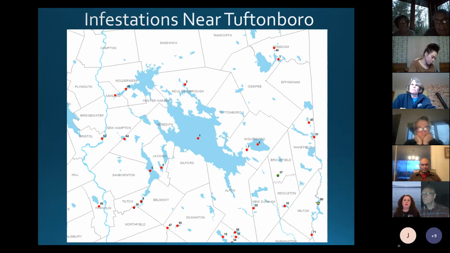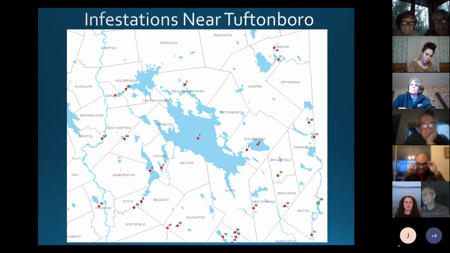And zooming in on the lakes region with Tuftonboro right here, you can see that we have documented variable milfoil in Lake Winnipesaukee, but we don't have any other documented invasive species in Tuftonboro, although I should mention, of course, we do have the Phragmites in 19 Mile Bay, but there are no other water bodies in town that have anything. Nearby, you do have a lot of variable milfoil in other towns around you.